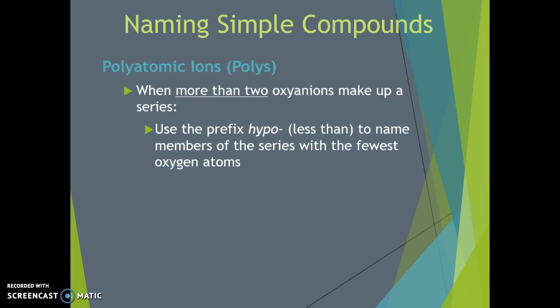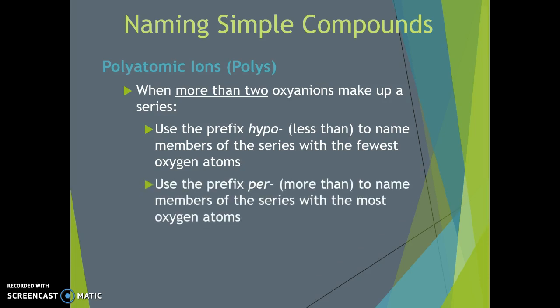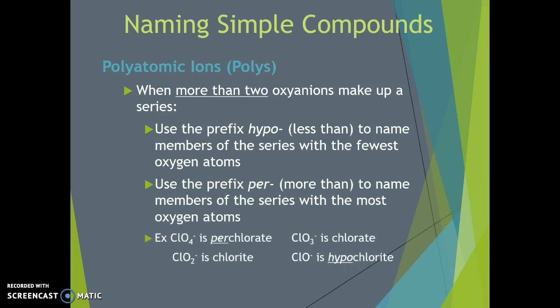Another trick with the oxyanions, when there's more than 2 in the series, we use the prefix hypo for the poly with the fewest number of oxygens, and the prefix per for the one with the most oxygen atoms. So there are 4 polys in the series containing chlorine. ClO4 is called perchlorate because it has the most oxygens. ClO3 is chlorate. ClO2 is chlorite. And then ClO with the fewest oxygens is hypochlorite.